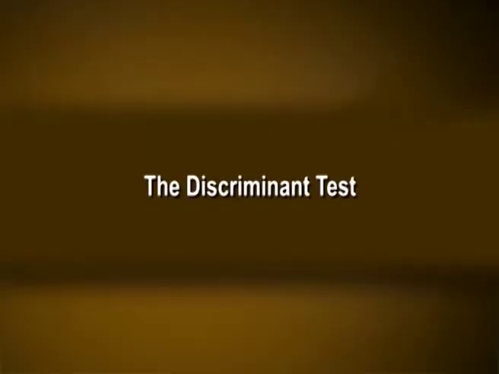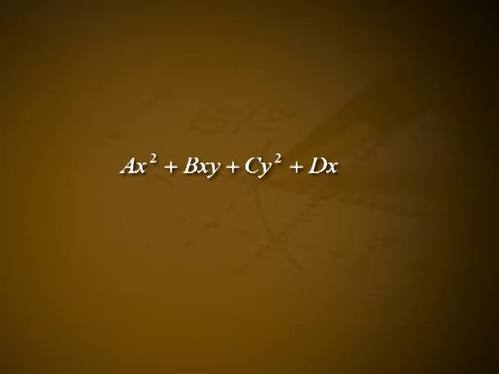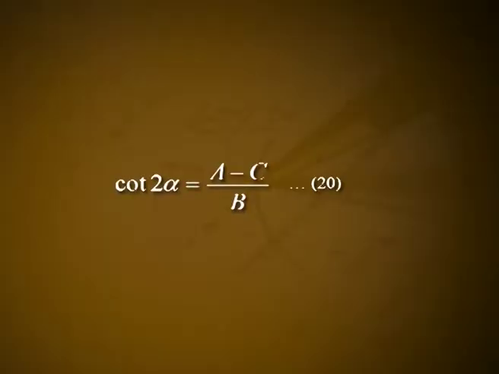The discriminant test. Consider the equation ax square plus bxy plus cy square plus dx plus ey plus f is equal to 0. Equation number 19. To verify what kind of conic section equation 19 represents, it is not required to eliminate the xy term from the equation. We can apply the following. As we have seen, if b not equal to 0, then rotating the coordinate axes through an angle alpha that satisfies the equation cot 2 alpha is equal to (a minus c) by b.